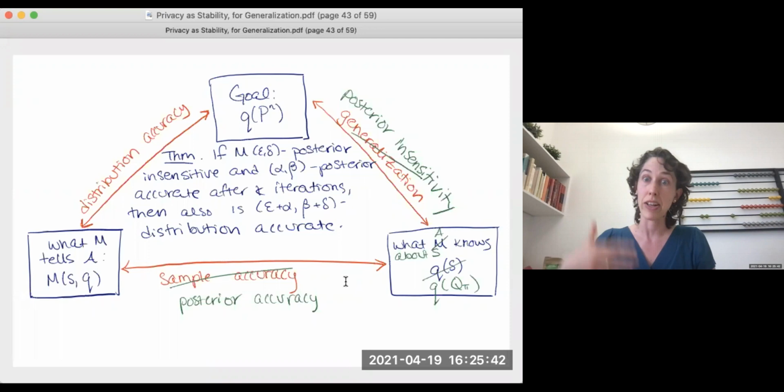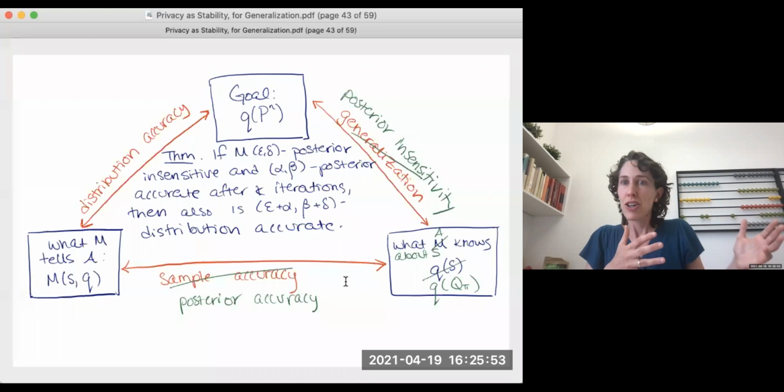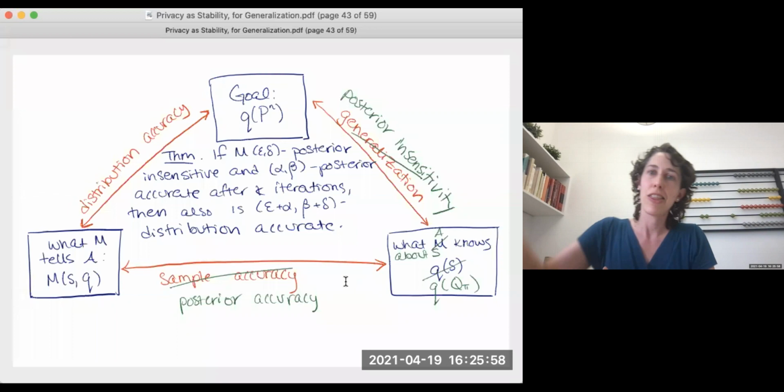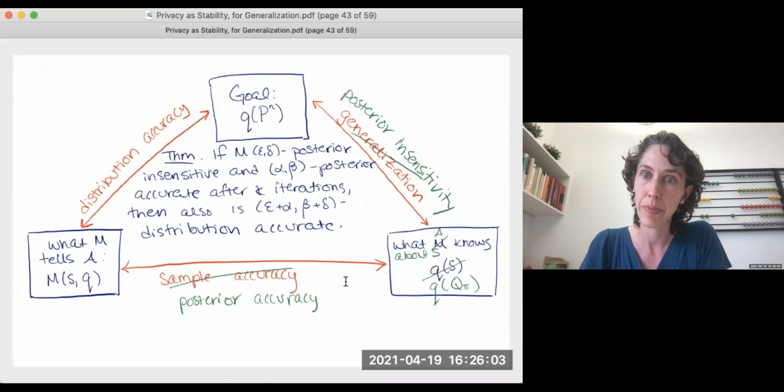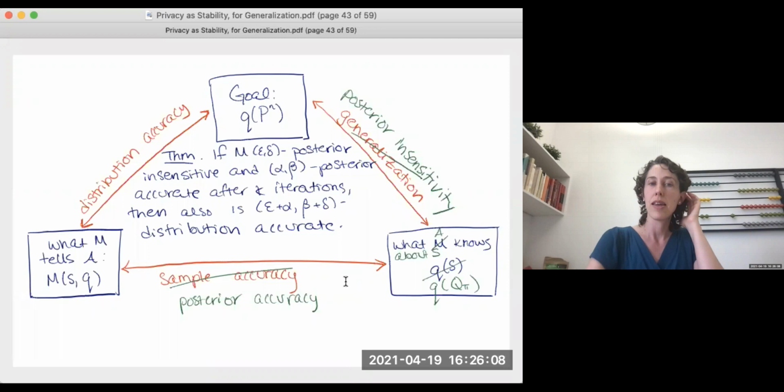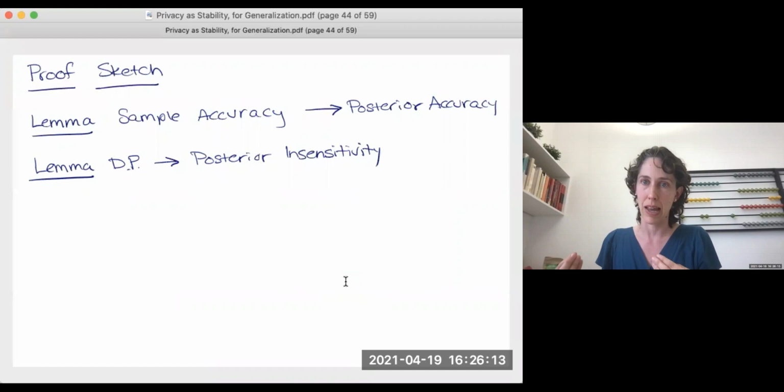Because the transcript is what we've learned about the sample so far. And the question is, how can we trade off between having learned enough that it's actually meaningful, but not so much that we get ourselves in trouble by overfitting to the sample? So that's the trade-off that we face here. And what this theorem says is that we actually can balance this trade-off if we can achieve sample accuracy and differential privacy simultaneously.